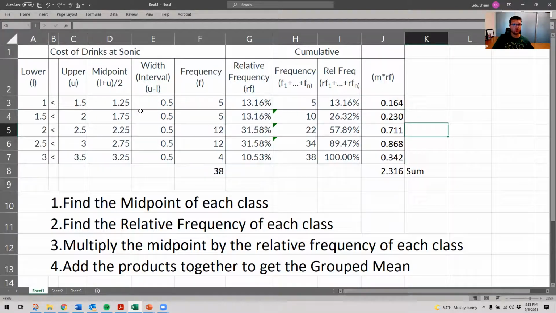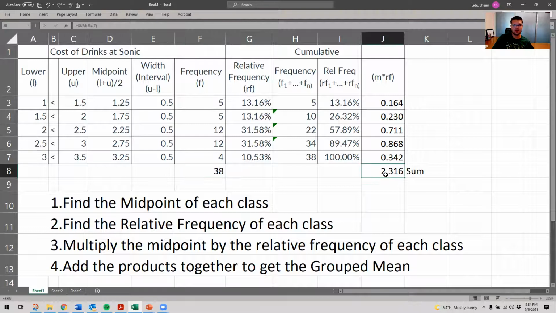So this is one way to do it, where you just multiply the midpoint by the relative frequency of each class, and then you add all of those products together. You could do it the exact same way that you did with the weighted mean, where you did the midpoint multiplied by the frequency divided by 38. So the same thing, this multiplied by this, then this multiplied by this, and so on. You add all those products together divided by 38, it would give you the exact same answer. Okay, so that's two ways to go about doing that.